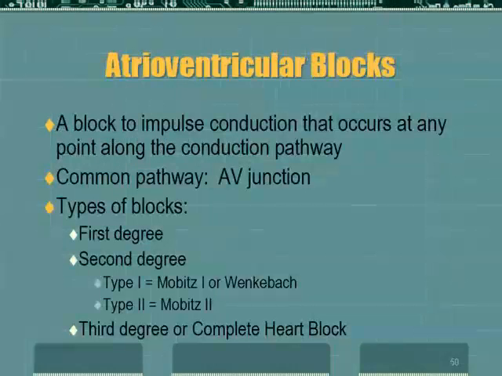So the last part of the ECG lecture is going to talk about atrioventricular blocks. You may see these on your patients, so we will just cover them very briefly. This is a block to an impulse conduction. It occurs at any point along the conduction pathway, and there can be first degree blocks, second degree blocks, which actually come in two different types: type 1, called a Mobitz 1 or Wenckebach, and type 2, called a Mobitz 2 block. And then there's also third degree or complete heart blocks.